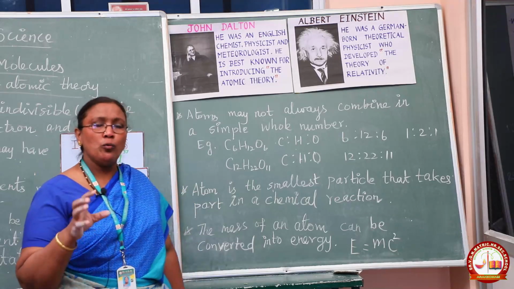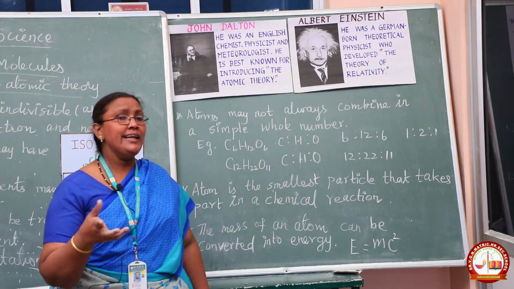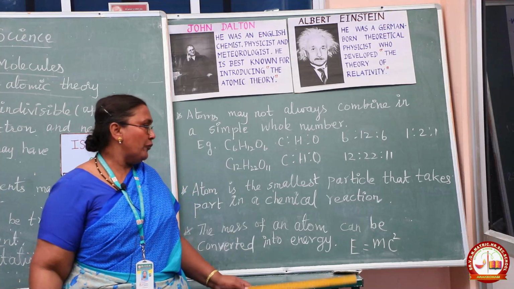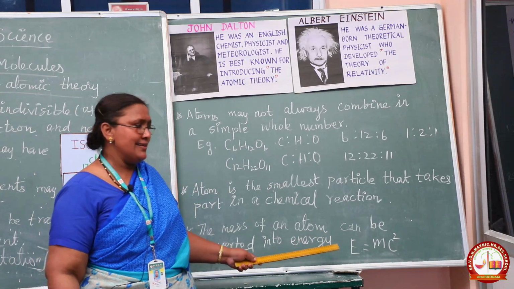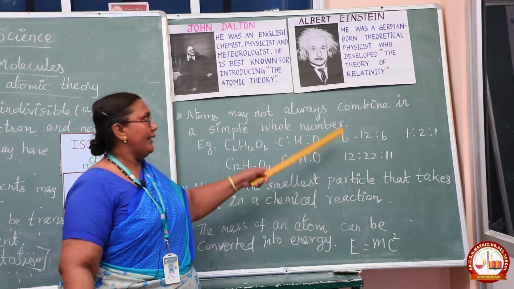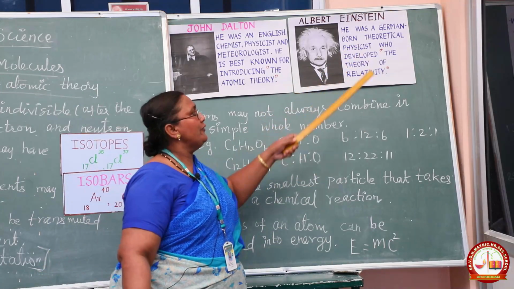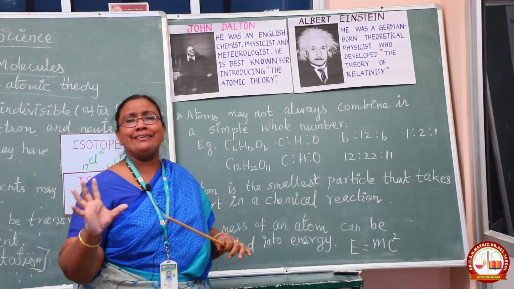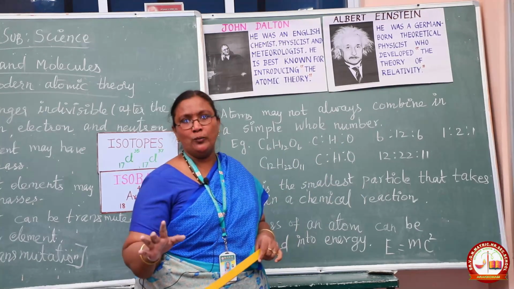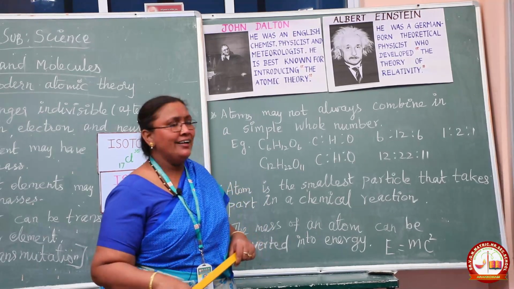But in a nuclear reaction, the mass of the products will not be equal to the mass of the reactants. What happened? That mass is converted into energy. So we can calculate the disappeared mass as energy using the equation E is equal to mc square. The great scientist Albert Einstein was a German-born theoretical physicist who developed the very famous relativity theory, and for that theory he got the Nobel Prize. Are you able to follow, students? I think you are very clear now.